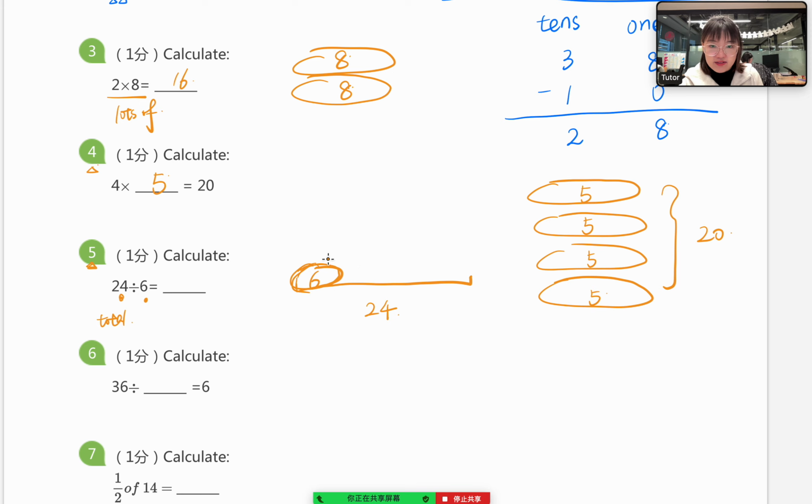Then it's the answer. So 1 lot of 6 will be 6, 2 lots of 6 will be 12, 3 lots of 6 will be 18, 4 lots of 6 will be 24. So it means if we divide 24 into some equal groups, and in each group there are 6, then there will be 4 equal groups.